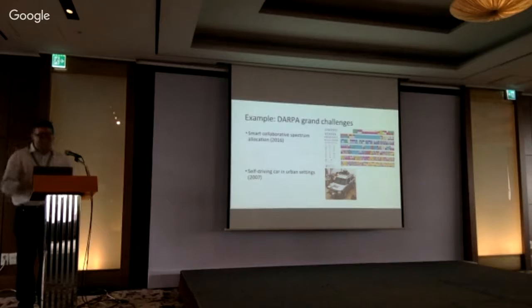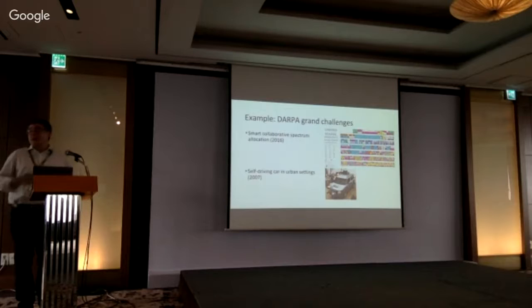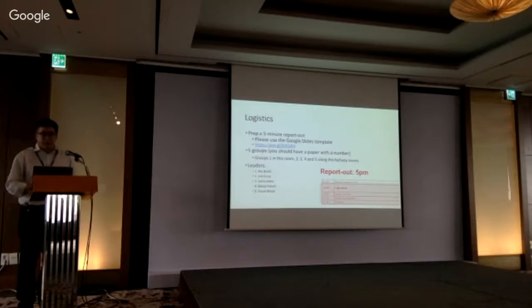Here's another example, the DARPA self-driving car in urban settings that was done in 2007. It was a successful team. And that, I would say, arguably pushed the excitement and showed that it's actually feasible to think about self-driving cars. Okay?